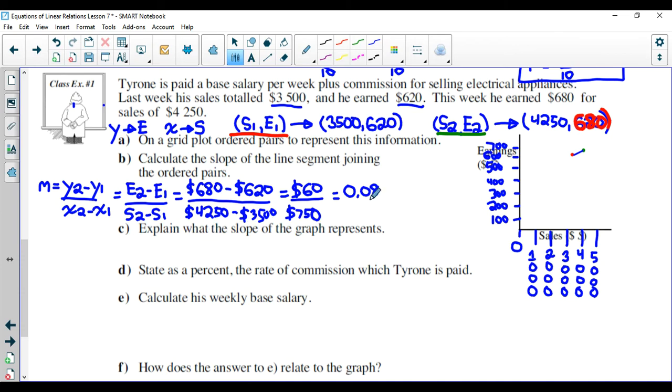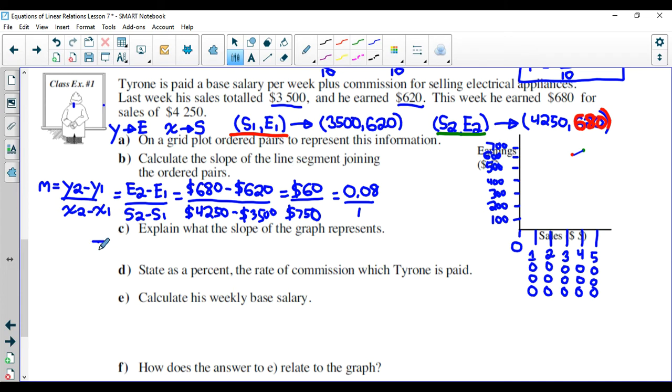Okay, now it says identify what the slope of the graph represents. Well, the slope of the graph is showing you what your earnings are per sales. So one way to think of the slope here is you could write down 0.08 divided by 1. So this is how much he earns per dollar of sales. 0.08 of a dollar would just be 8 cents.